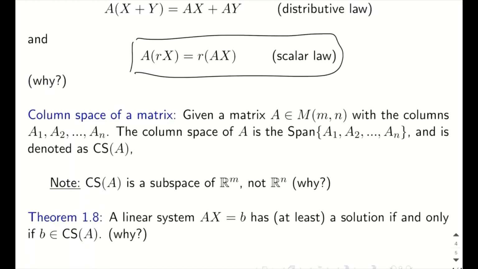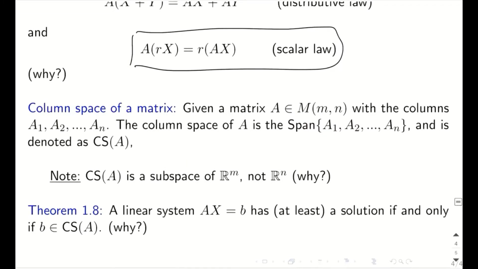So now you have seen that the columns of the matrix are important in some sense. So it makes sense to talk about the column space, which is the space that is spanned by the columns of the given matrix A. And that column space is denoted shortly as CS, which stands for column space of A.